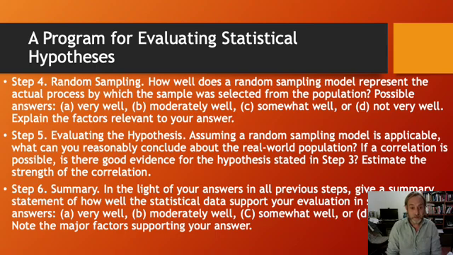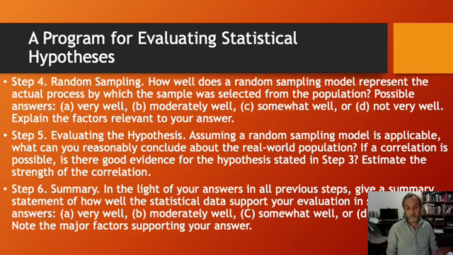Okay, and then step 5. Let's evaluate the hypothesis, assuming that the random sampling model is applicable. If it's not, then it's kind of like all bets are off because that's the only model we have. But let's assume that it is. What can you conclude about the real world population, which was, and again, the hypothesis was stated in step 3, when we talked about the model? So say the hypothesis was that there's some correlation in the population. Talk about whether there's good evidence for that.